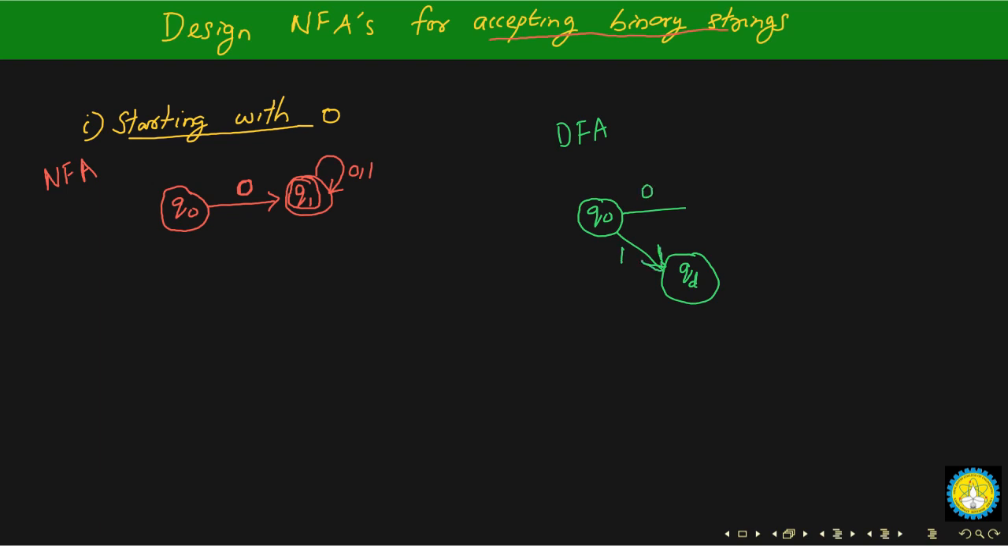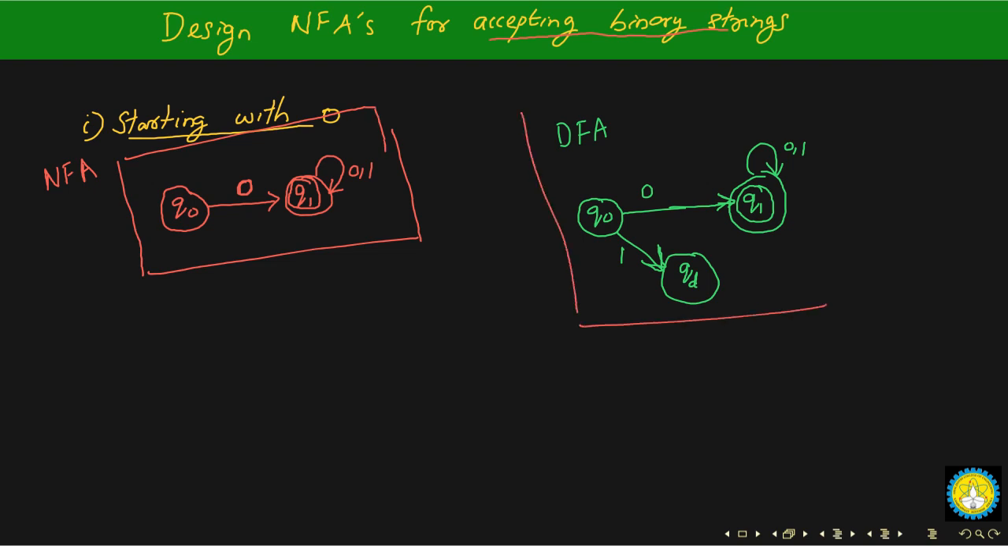And if you get a 0, you make a transition to, say, Q1. From there, you're not worried about what you get after that. So this is going to be your final state, because you have seen a 0, and after that you can get anything, a 0 or a 1. So this is going to be your DFA. And look at how much simpler the NFA is compared to the DFA. We are only representing the essential information here. So this is our NFA and this is our DFA.